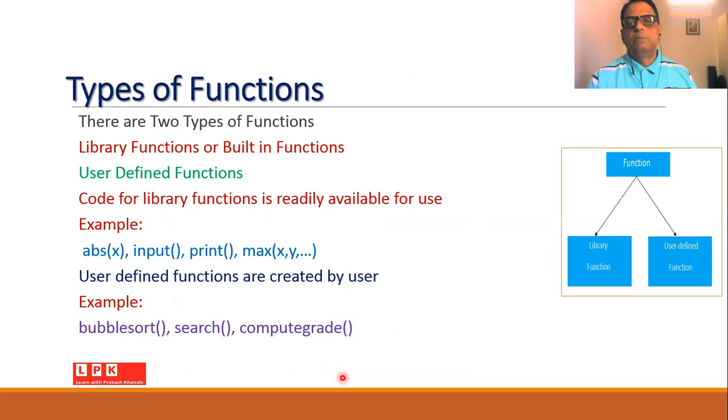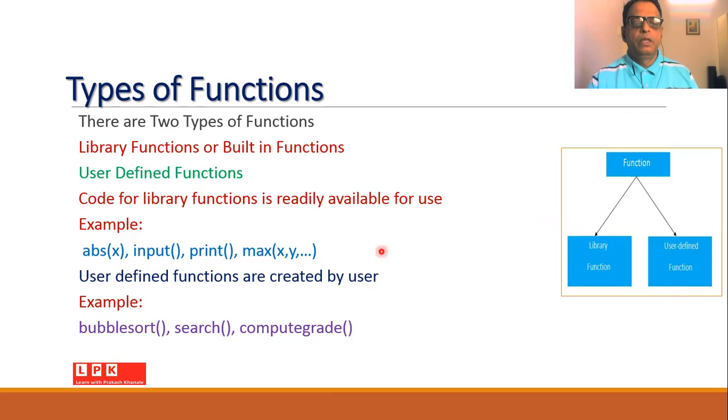As far as the Python programming language is concerned, there are two types of functions. The first is called a library function, or built-in function, and the second is the user-defined function. Library or built-in functions are functions for which the code is readily available, and user-defined functions are those written by the programmer or user, for which the code has to be written by the programmer.